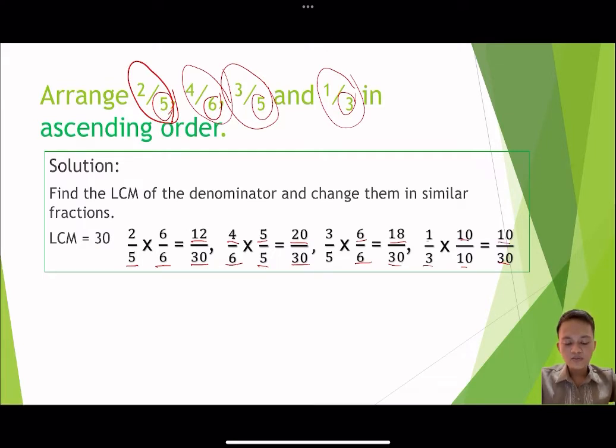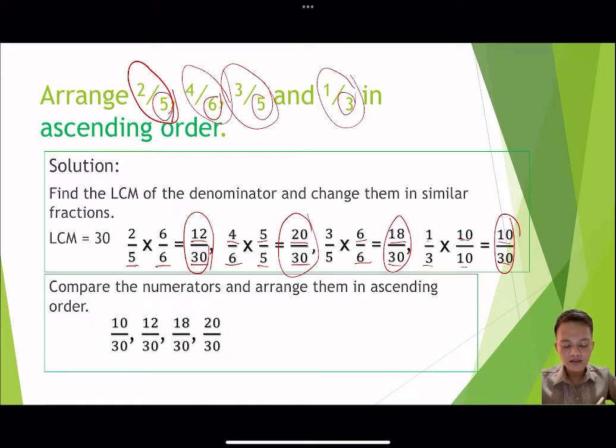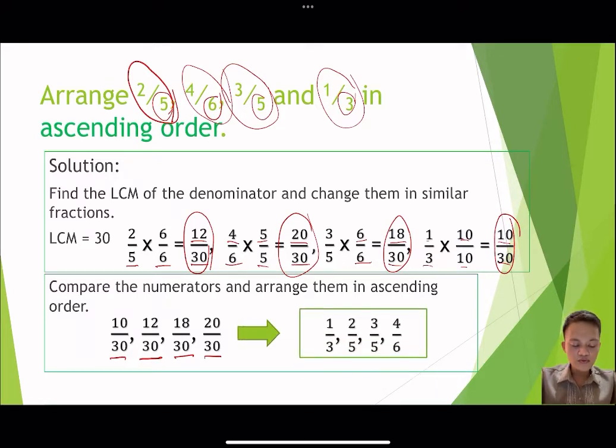So, dito, meron na tayong fractions 12 over 30, 20 over 30, 18 over 30, and 10 over 30. So, let us compare the numerators and arrange them in ascending order. Pinakamababa yung 10 over 30, and then sumunod yung 12 over 30, sumunod ay 18, sumunod ay 20. And then, yung corresponding fraction dun sa original fraction natin, yung 10 over 30 is 1/3, sunod ay 2/5, sunod ay 3/5, and 4 over 6.